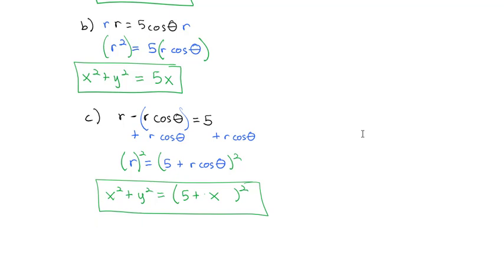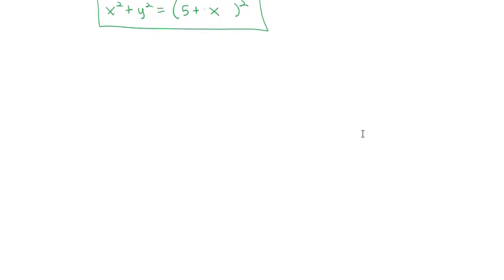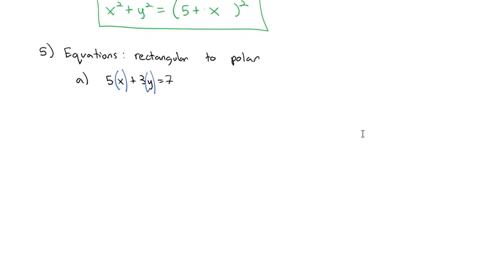We can also go the other way, though. We took these polar equations and made them rectangular. We can also take these equations and convert from rectangular to polar. For example, if I've got an equation like 5x plus 3y equals 7, this is going to be an easy conversion to make because we know what x and y are in polar. This is 5 times x, which is r cosine theta, plus 3 times y, which is r sine theta, equals 7.